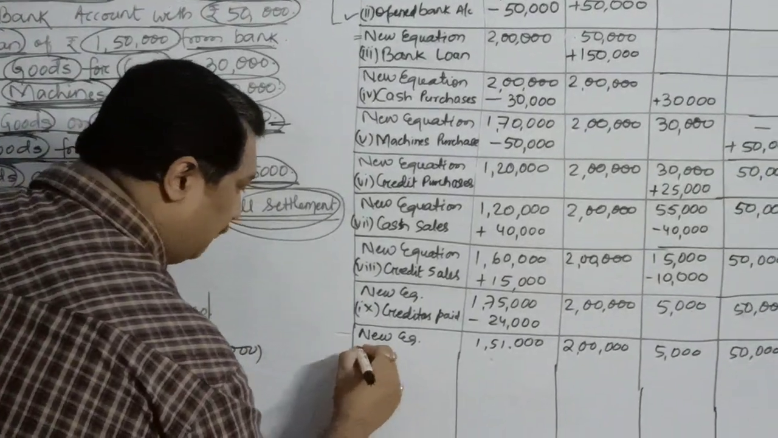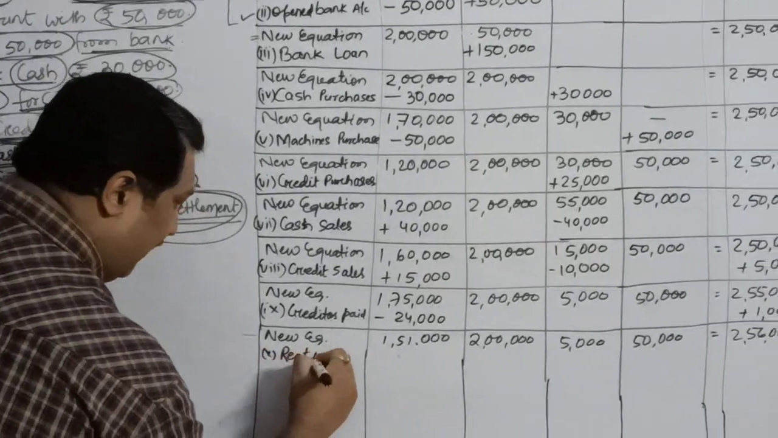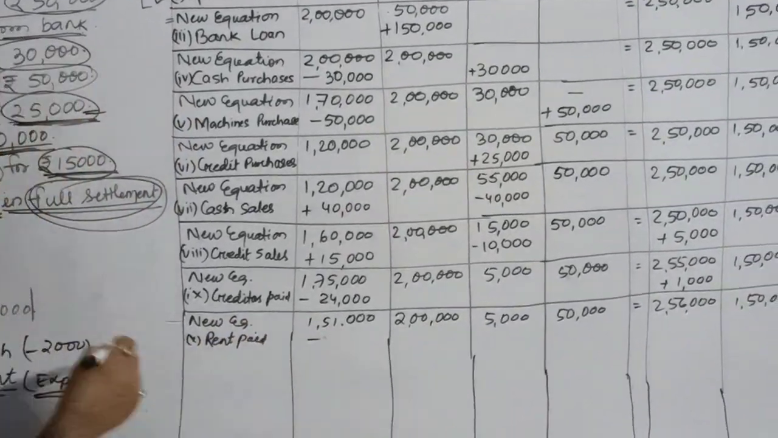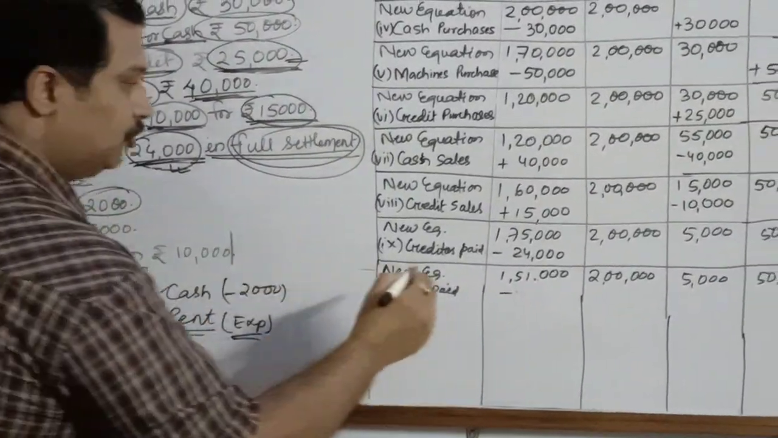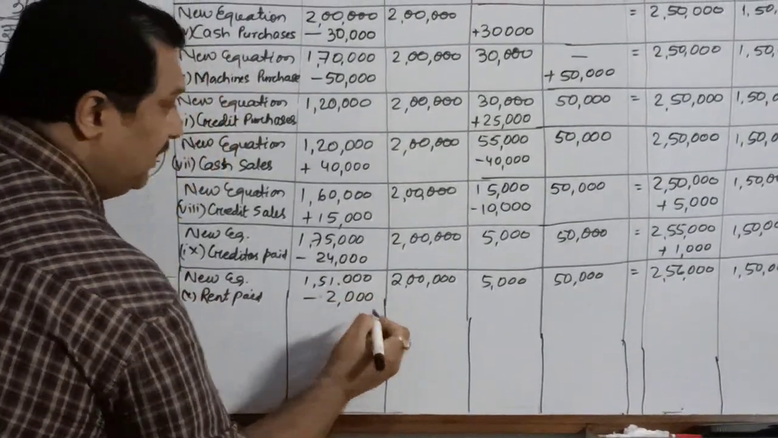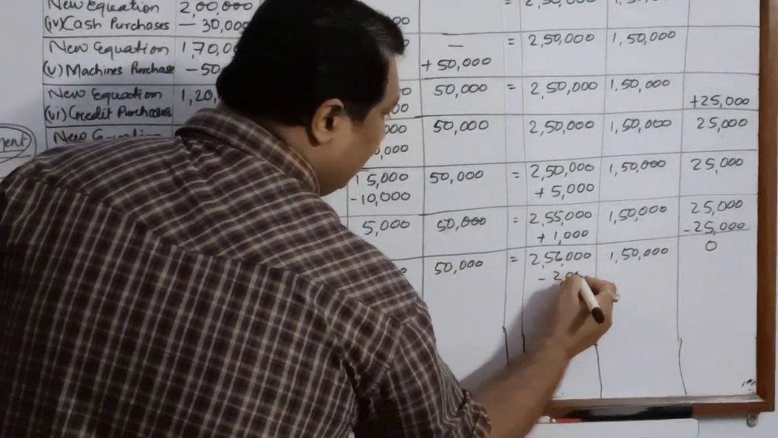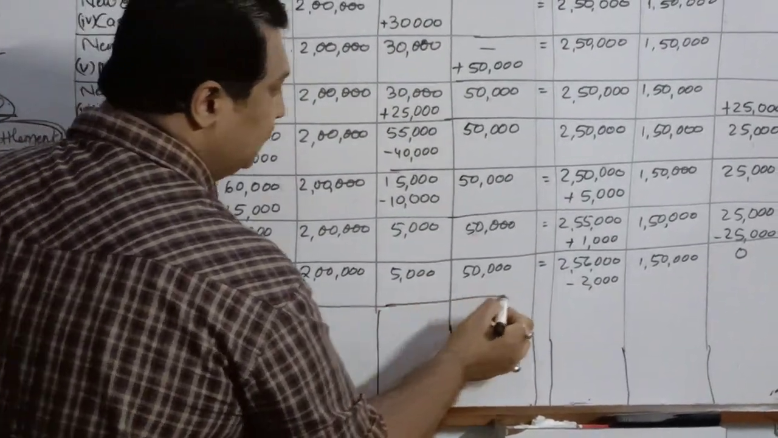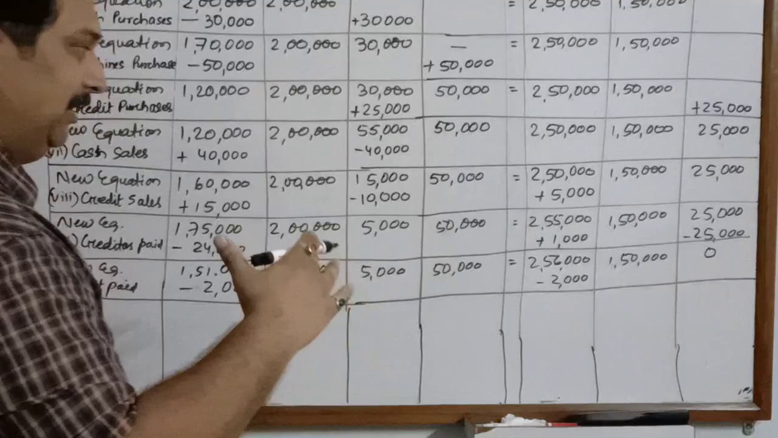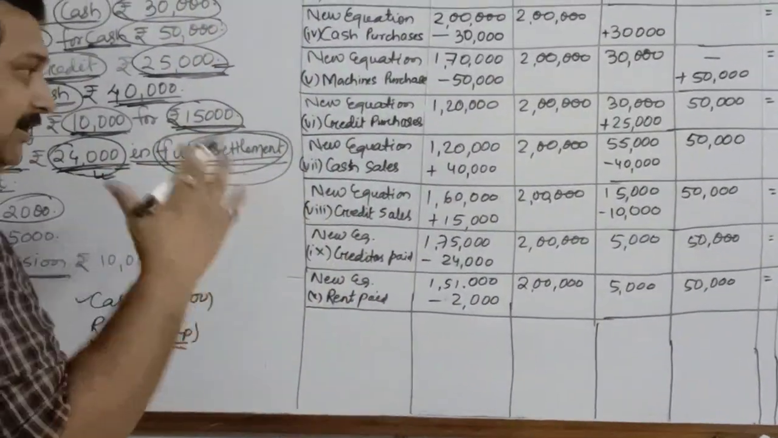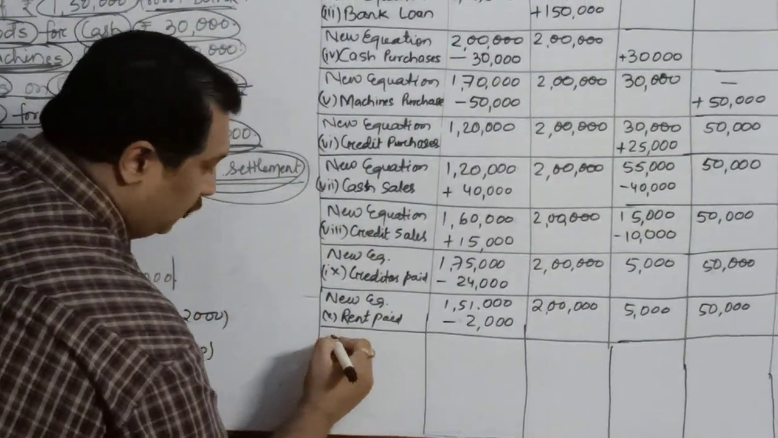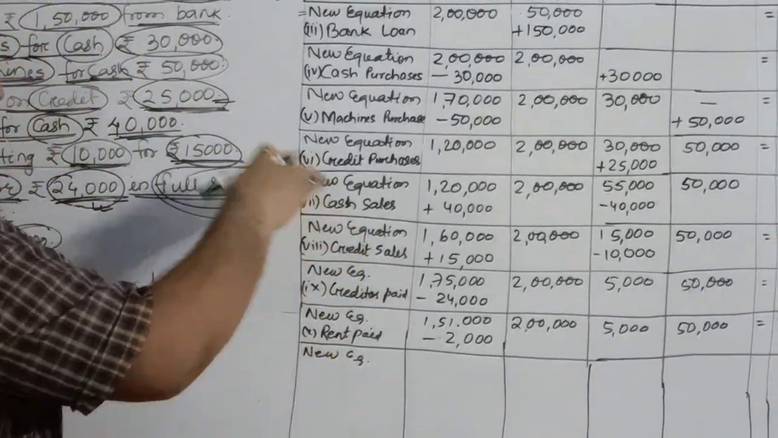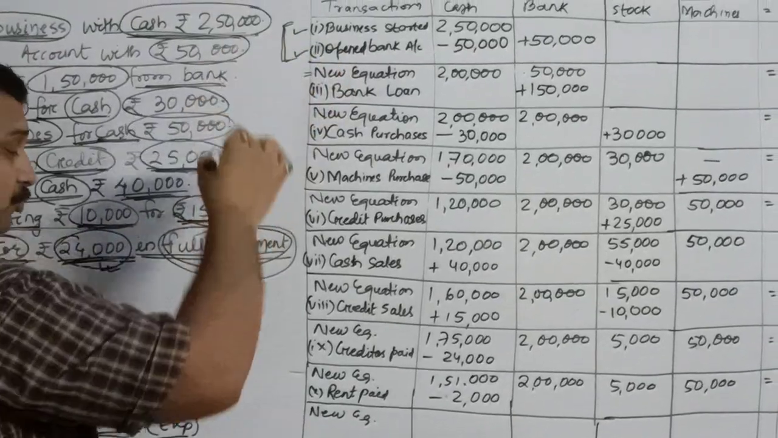So here I will write point number 10, rent paid. What will I write? Minus, I paid rent of rupees 2000. So my cash will decrease by 2000 and my capital will also decrease by 2000 because it is an expense. All the expenses will reduce your capital because your revenue, your income will get reduced. So what is the new equation now? We'll calculate new equation after each transaction except for the first two transactions.